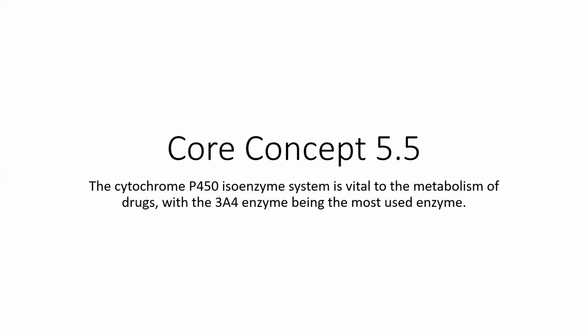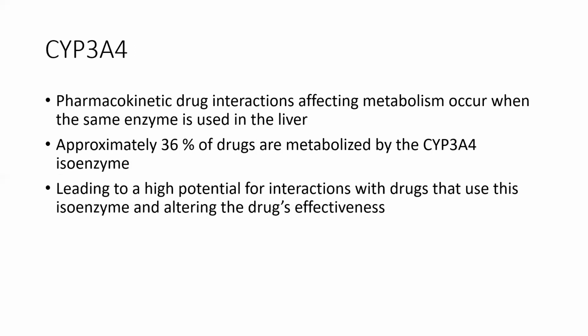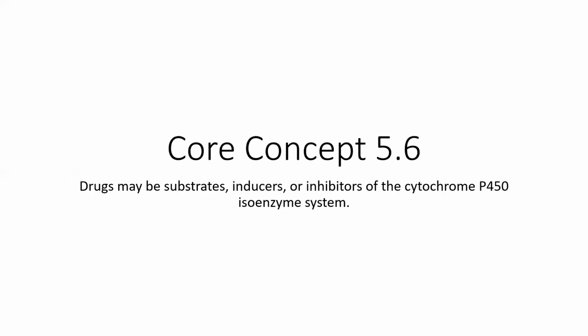Next, the cytochrome P450 enzyme system is vital to the metabolism of drugs, with the 3A4 enzyme being the most used enzyme. So what happens with CYP3A4? This is the name of an enzyme which is very important in our body for metabolism. Pharmacokinetic drug interactions affecting metabolism occur when the same enzyme is used in the liver. Approximately 36% of drugs are metabolized by the CYP3A4 isoenzyme, leading to a high potential for interactions with drugs that use this isozyme and altering the drug's effectiveness.